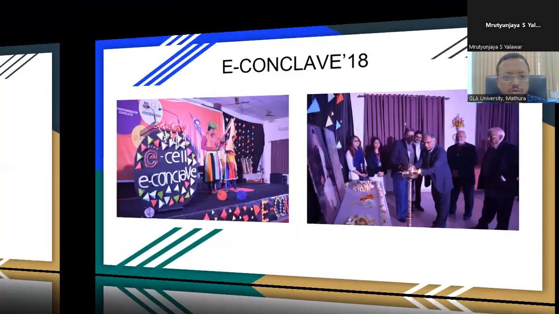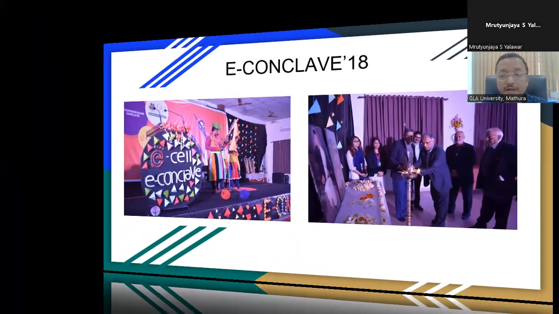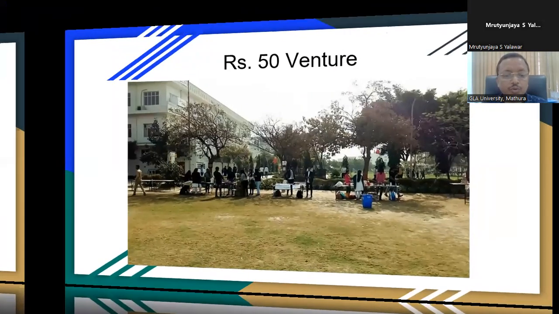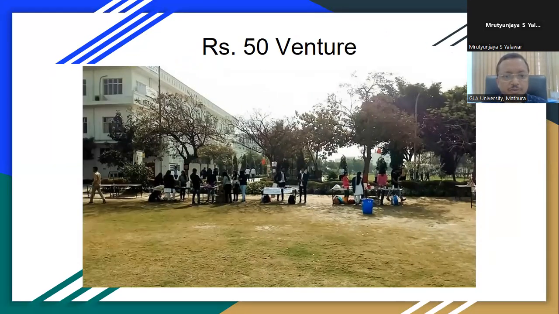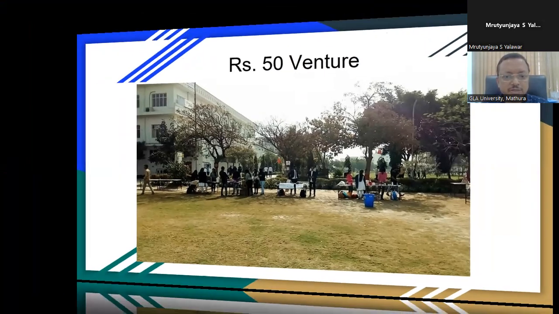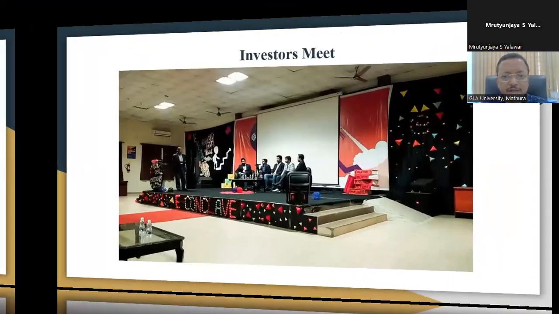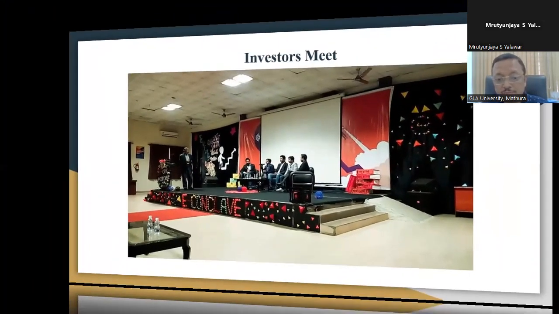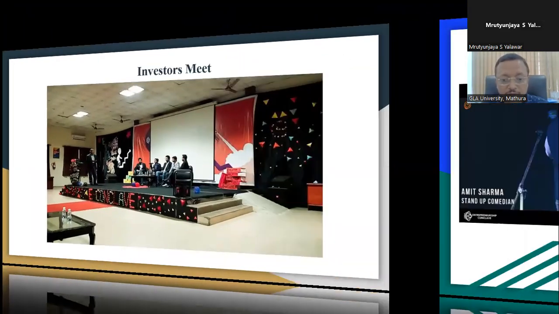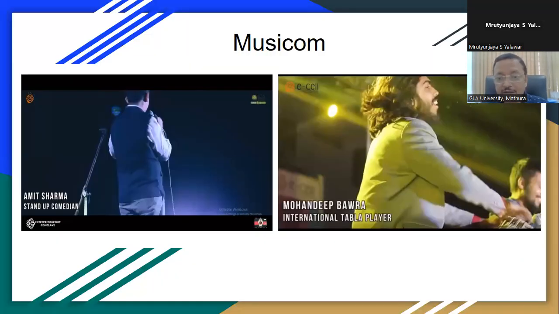Then in the conclave, these are a few very dominant events which give you a flavor to understand innovation and entrepreneurship. We organize investor meets at different times. There is innovation in music. This particular person, Mandeep Bawa, is playing guitar. He is a metal guitarist, the first man who played metal guitar.